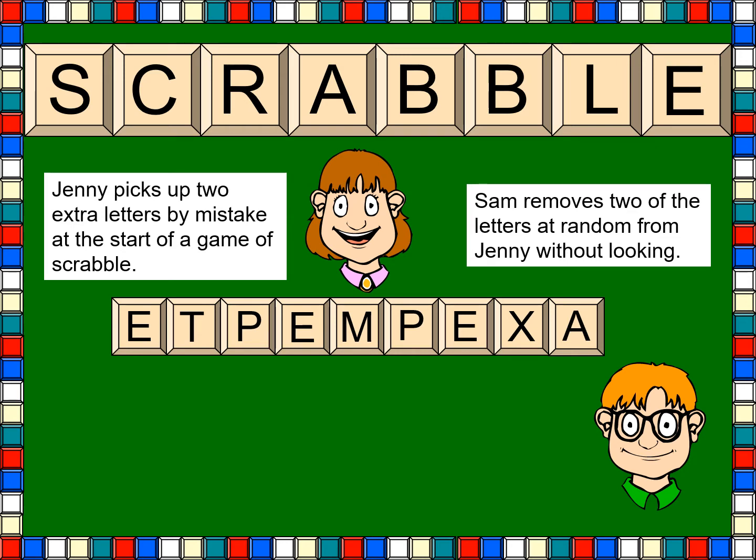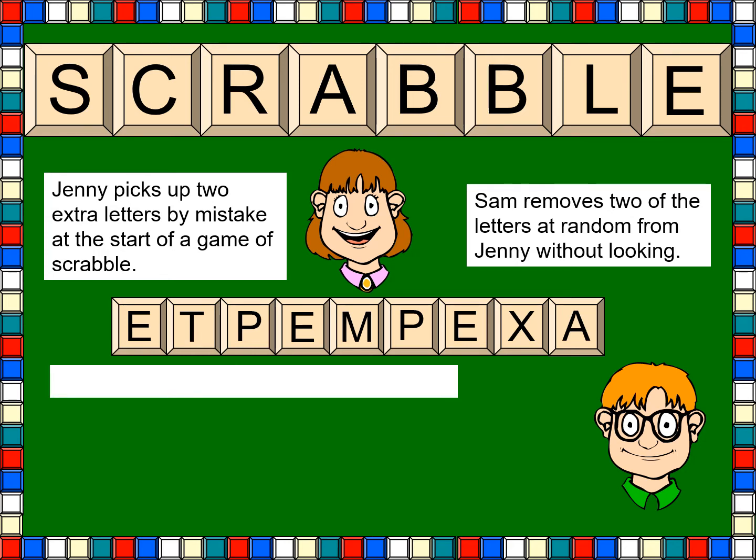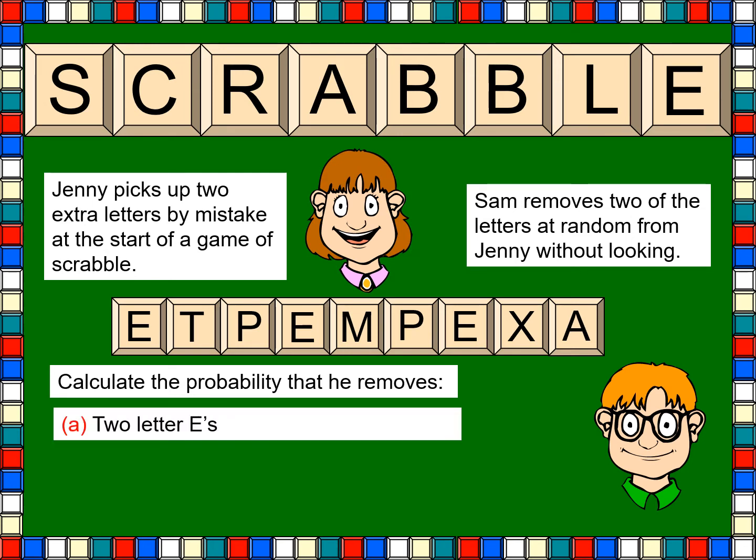Okay, so Sam is going to take 1 letter and put it back in the pot, and then a second one, put it back in the pot, both random. However, obviously the probability of the second letter will depend on what he's picked as his first letter. So I'm asking you to calculate the probability that he removes, in question A, 2 letter E's. Okay, so an E followed by an E, or the probability of an E and an E.